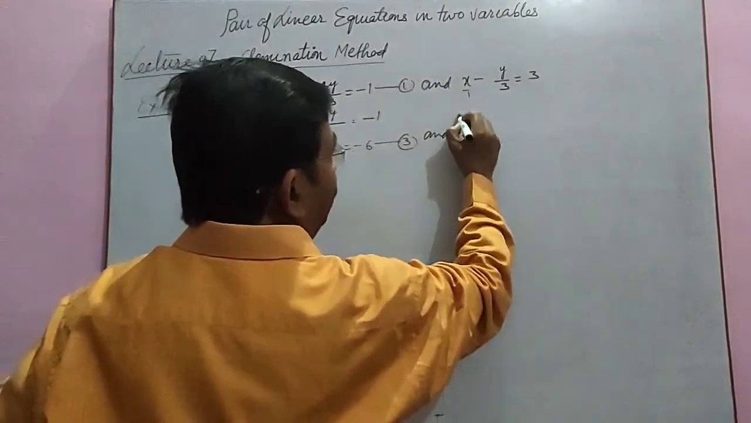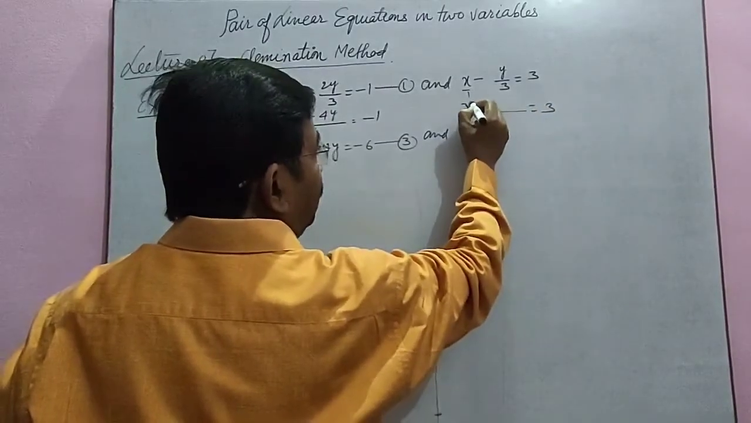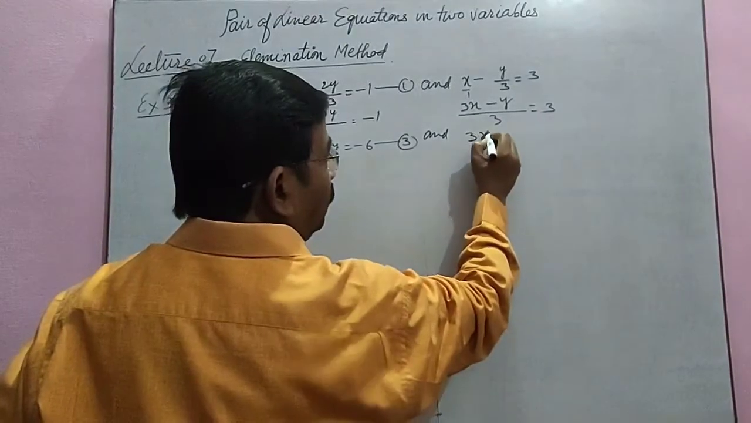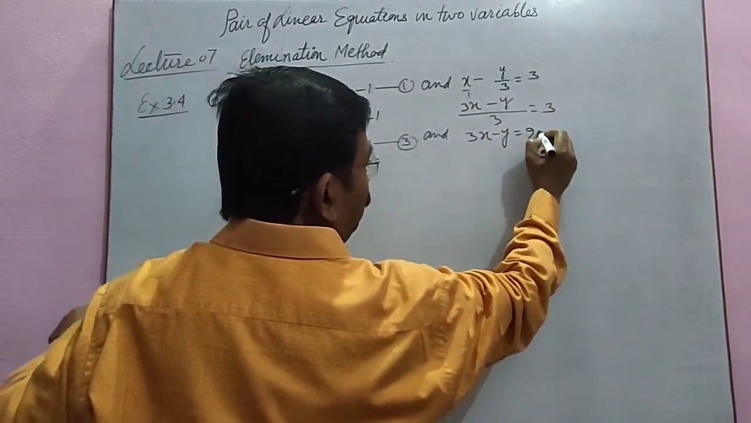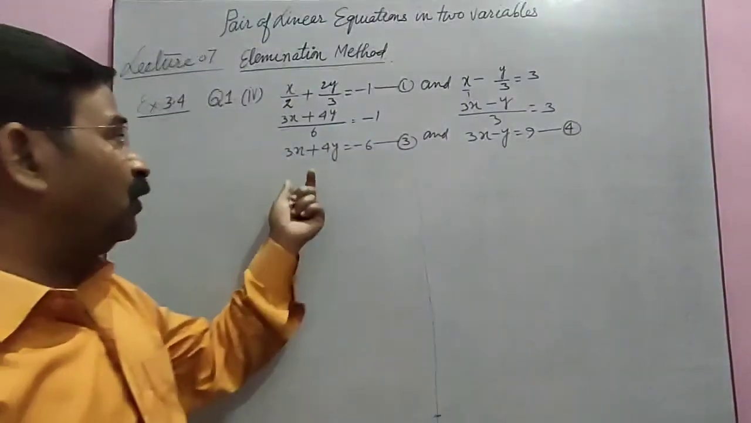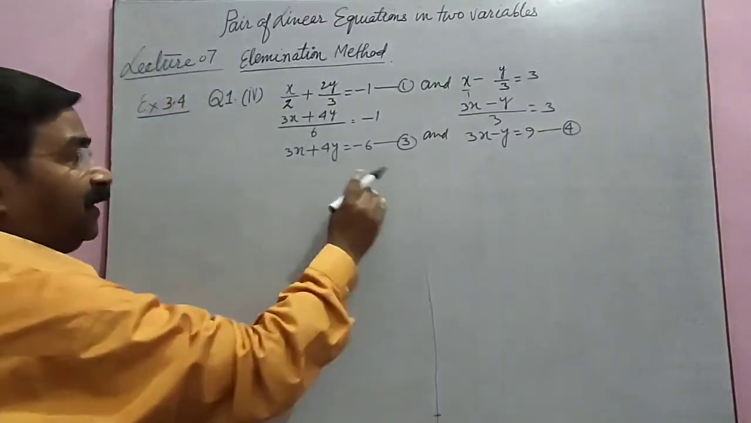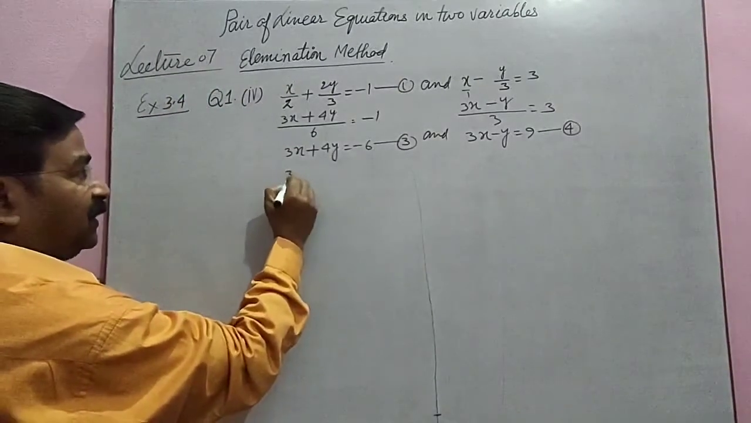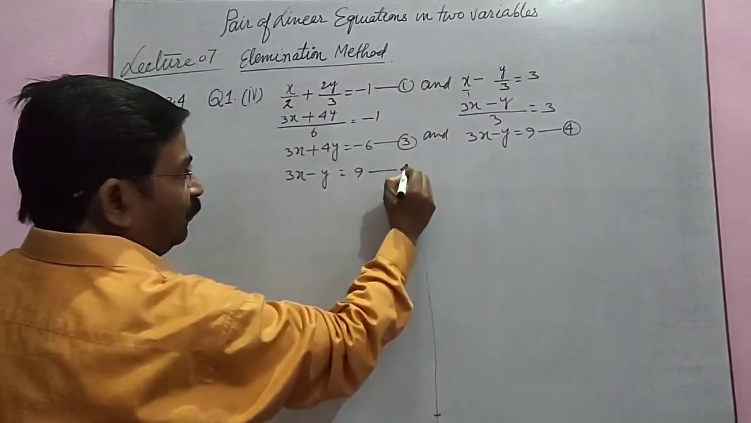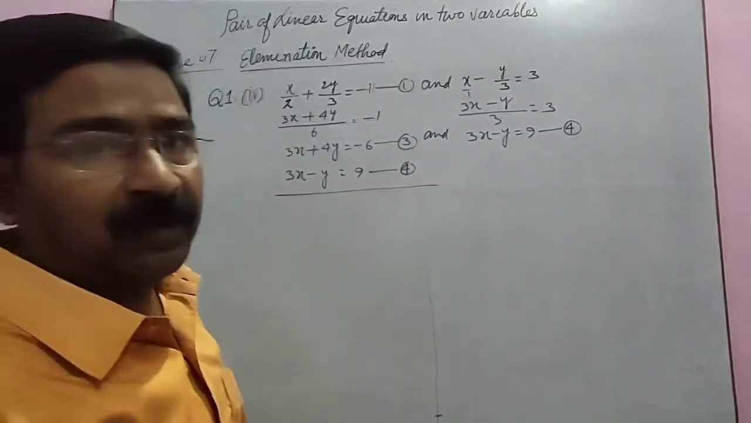And here, in the other equation, the LCM is 3. 1 3s are 3, 3x minus 3 1s are 3, y. Cross multiplying we have 3x minus y is equal to 9. Equation number 4. Now we have to solve equations 3 and 4 by the elimination method. So I am writing here, 3x minus y is equal to 9, equation number 4.